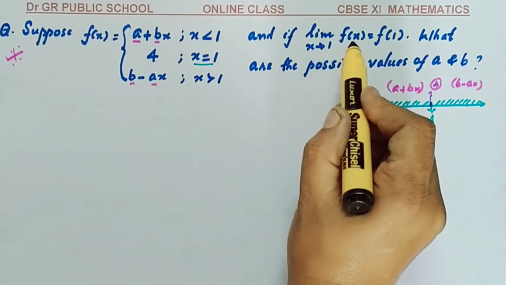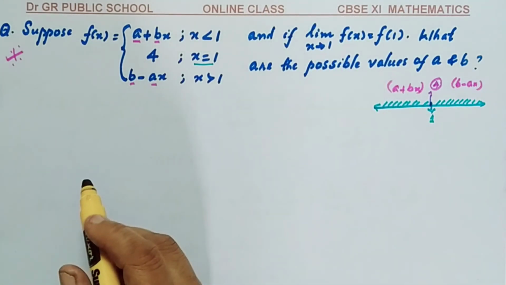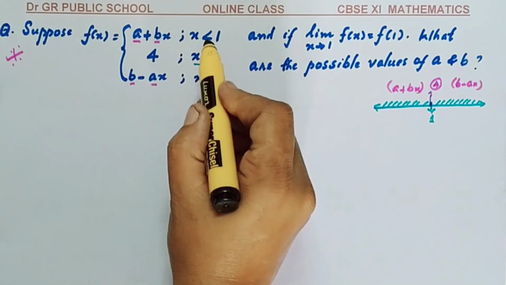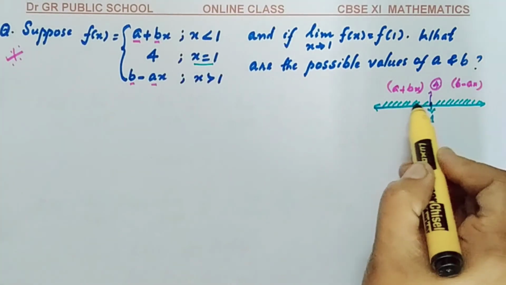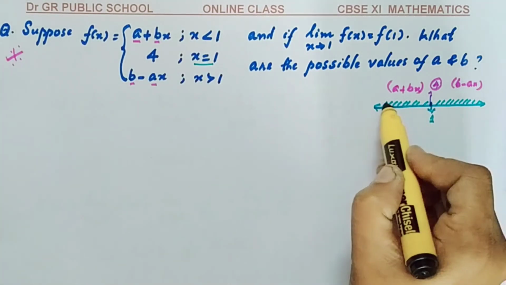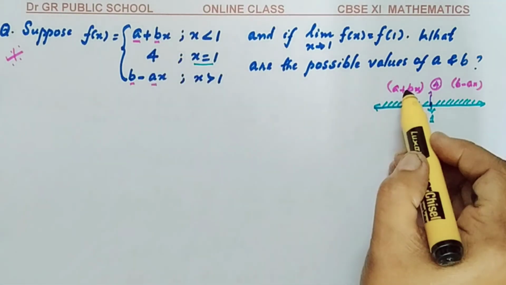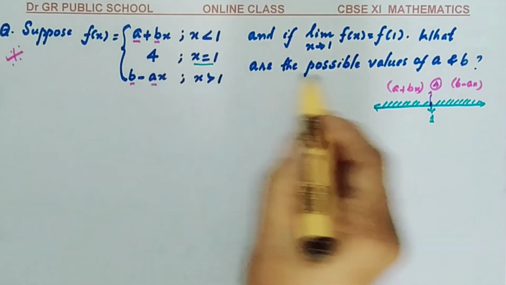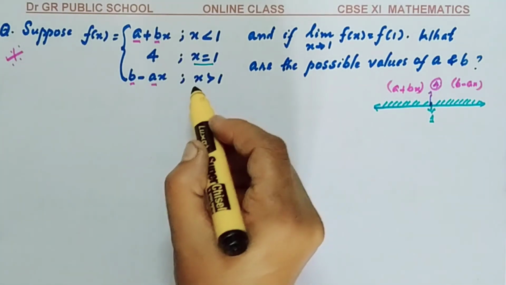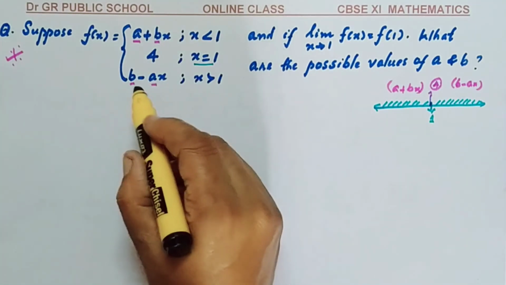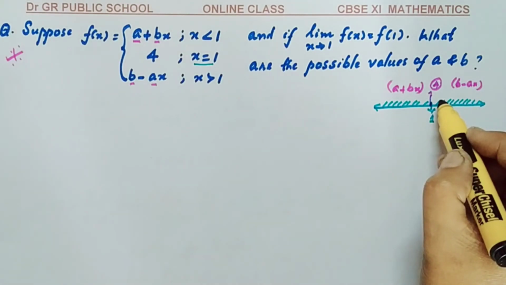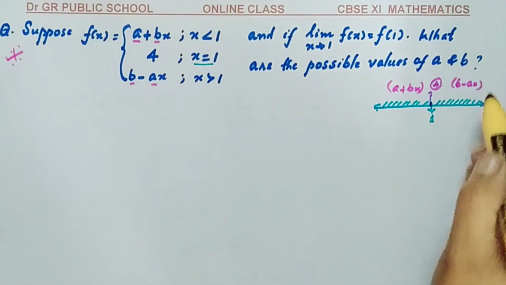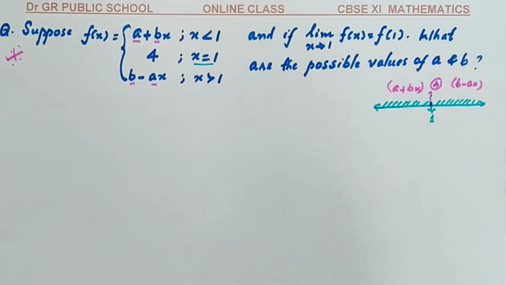The limit as x tends to 1 of f(x) is given as equal to f(1). When x is less than 1, the function takes the value a plus bx. At x equal to 1, the function takes the value 4. And when x is greater than 1, the function takes the value b minus x.